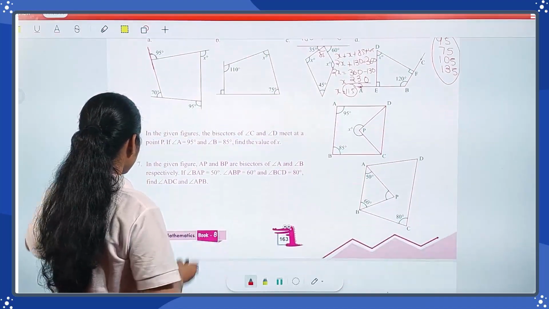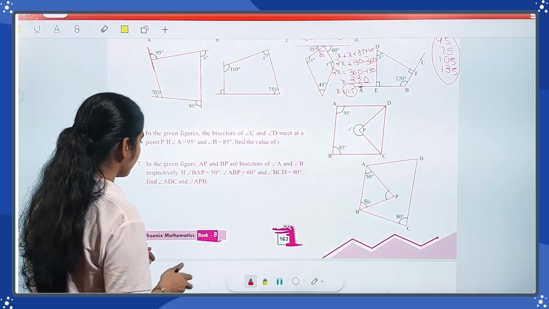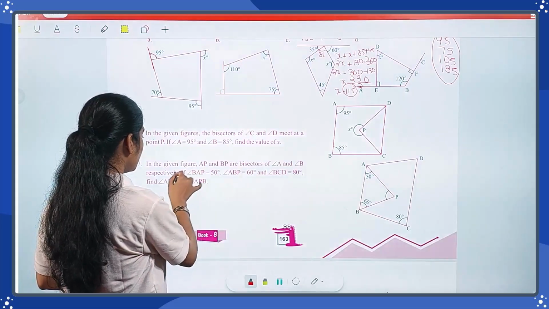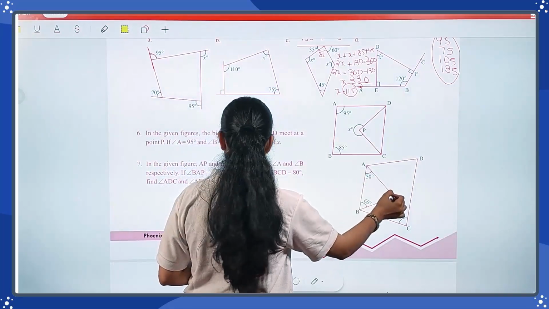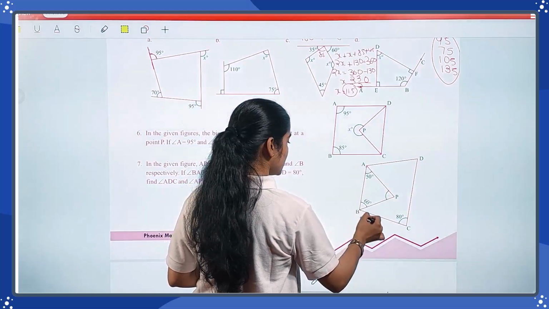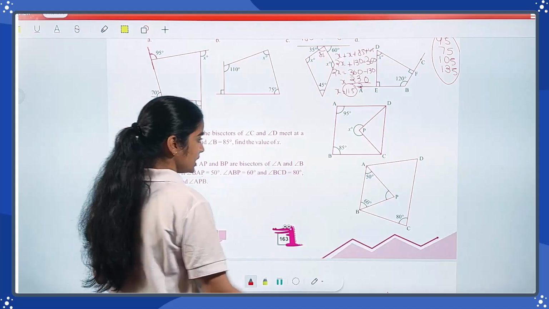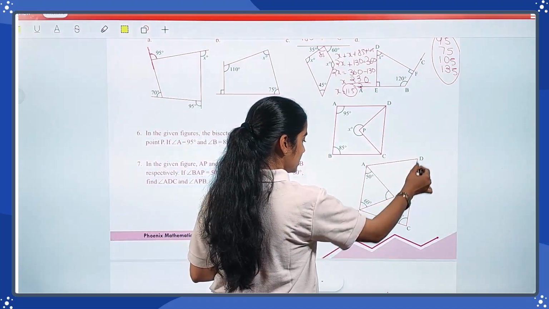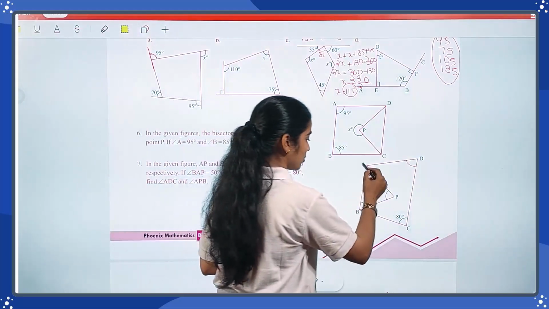Next we have, in the given figure, AP and BP are bisectors of angle A and angle B respectively. If angle BAP is 50, ABP is 60 and BCD is 80, find angle ADC, this angle, and APB, this angle.